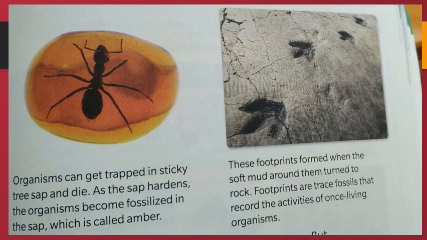The name of this type of fossil is called amber. Okay, amber. And the last one is the footprints. The footprints formed when the soft mud around them turned to rock. These are the footprints of different animals, okay? They walked on the mud, and after a lot of years it has turned so strong, and the footprints remain on the rock. These are also fossils known as trace fossils. Remember, footprints are usually called trace fossils.